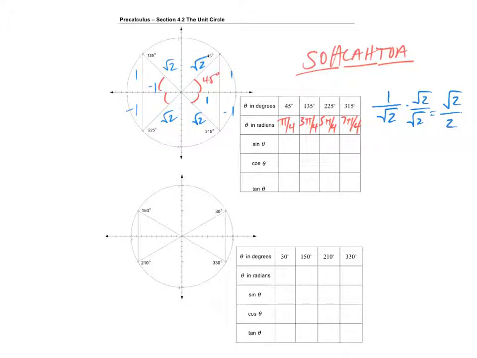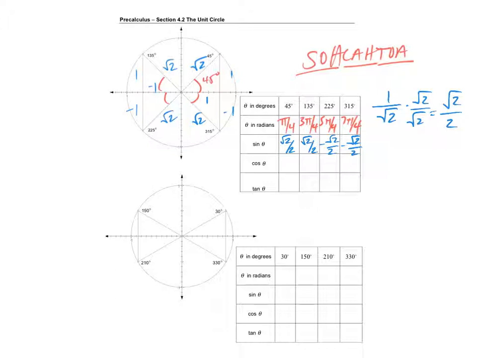So when theta is 45 degrees, it's a positive root 2 over 2. When theta is 135 degrees, it is also a positive root 2 over 2. When theta is 225 degrees, it is a negative root 2 over 2. And at 315, it is also a negative root 2 over 2.